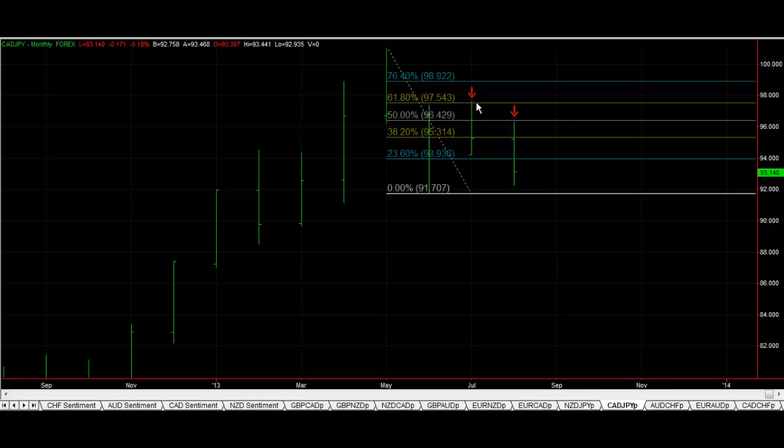So for July, which is this green bar here, and August, which is this green bar here, we see some significant selling pressure after these resistance lines were reached. This means this Canadian dollar, Japanese yen cross rate has been a very technical trade, and a lot of people have made a lot of money trading this technically.